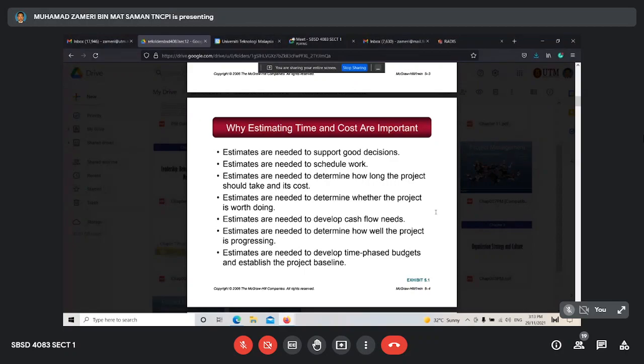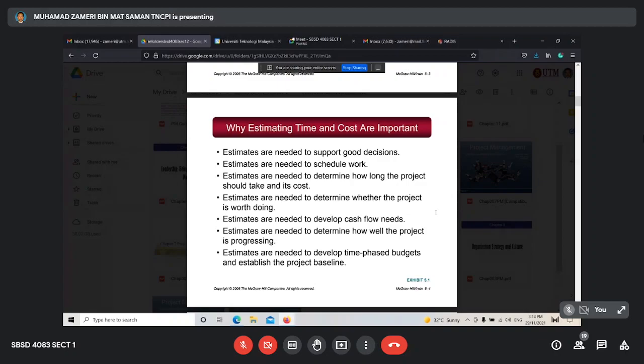And then estimates are needed to determine how long the project schedule takes and what it costs. So based on your estimation, you know how long it takes to complete this house renovation, for example to paint your house, how long it takes, and then how much the cost is. The cost is very important, because if you don't have any forecast data for the cost, you cannot prepare the budget. If you have forecast data for the cost, you can prepare the budget and ask your company to provide that amount in order to complete this project.